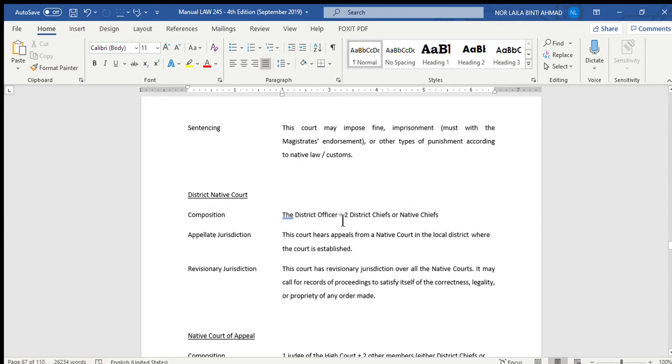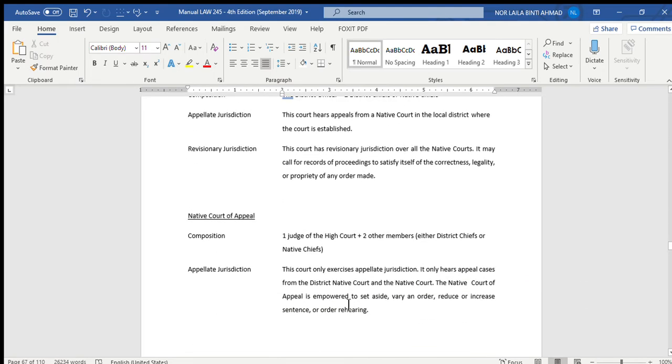Next, the second court in the hierarchy is the District Native Courts. Composition, it derives from one district officer and 2 district chiefs or native chiefs. Appellate jurisdiction: this court hears appeals from a native court in the local district where the court is established, and it also has revisionary jurisdiction over all the native courts. It may call for records of proceedings to satisfy itself of the correctness, legality, or propriety of any order. For example, the district native court may examine the proceedings in a native court.